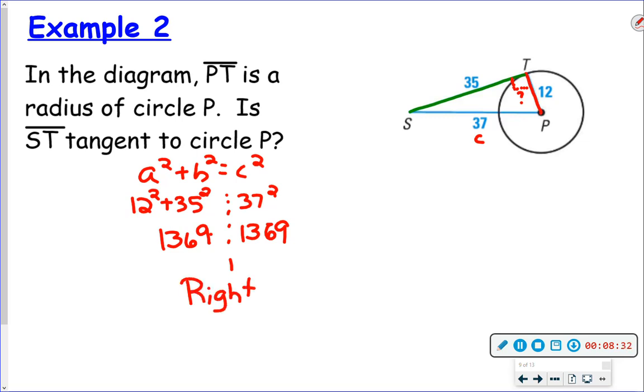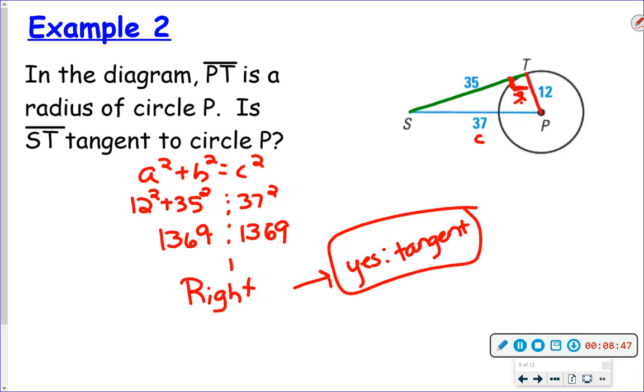So now I am going to actually fill in with a solid. That is the right angle. I'm going to cross off my question mark. So if it's right, that means, yes, it is tangent. If it wasn't right, it is not tangent. So just like the last chapter, we're just testing with the old Pythagorean theorem.